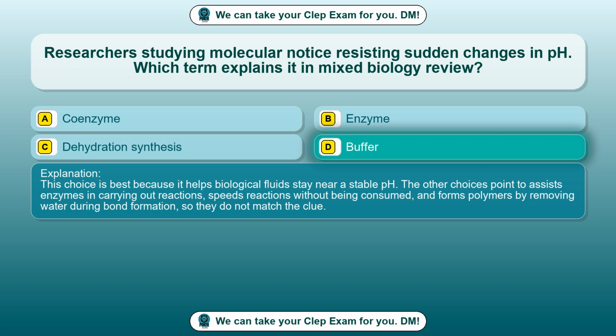This choice is best because it helps biological fluids stay near a stable pH. The other choices point to assists enzymes in carrying out reactions, speeds reactions without being consumed, and forms polymers by removing water during bond formation, so they do not match the clue.